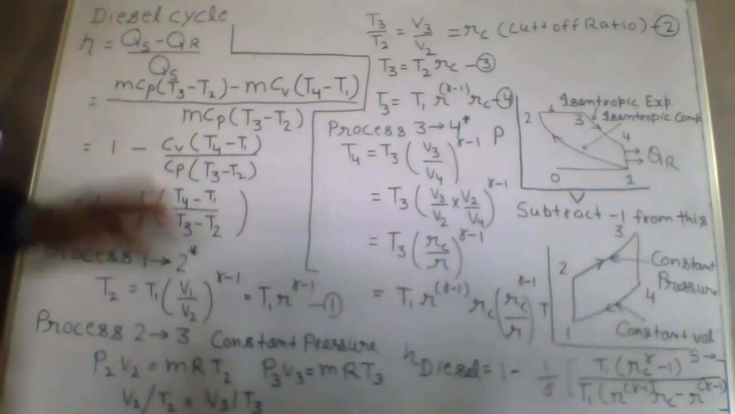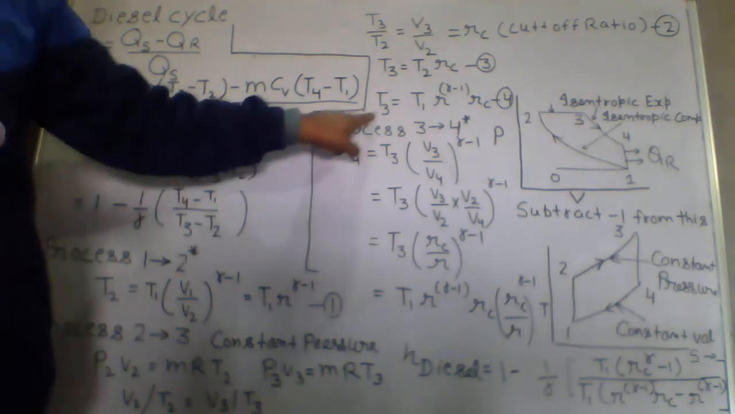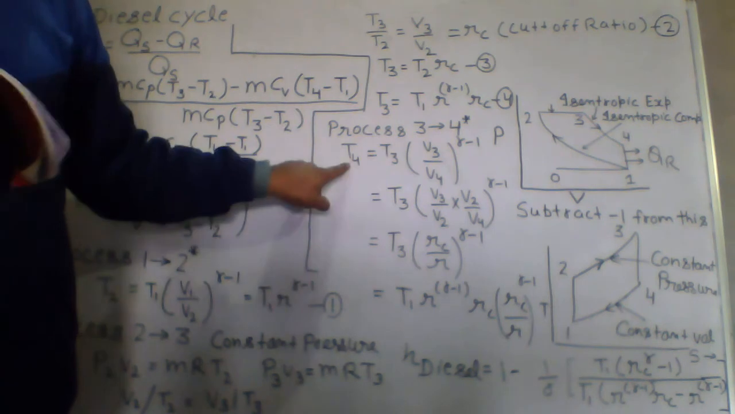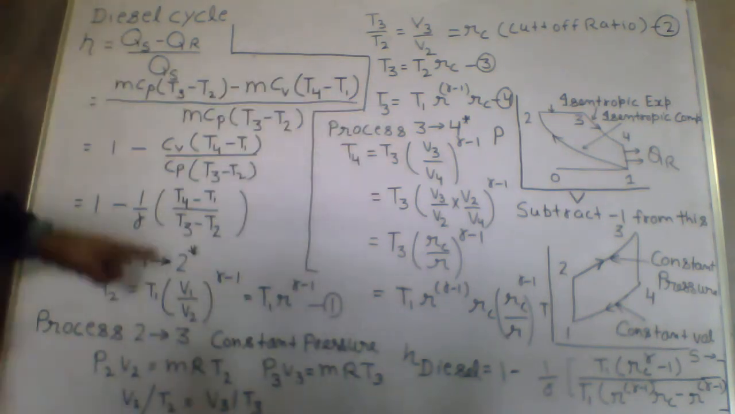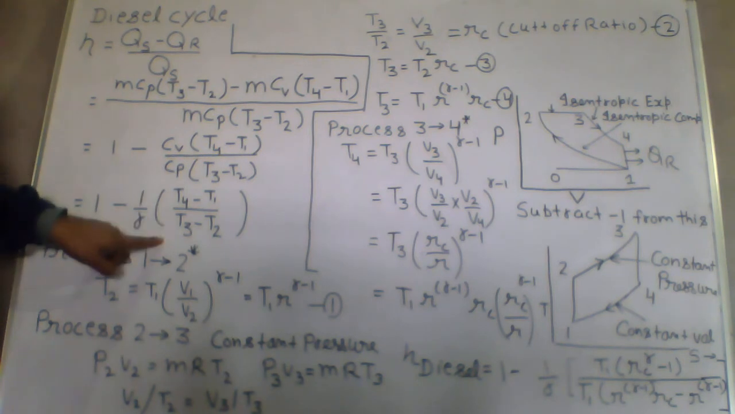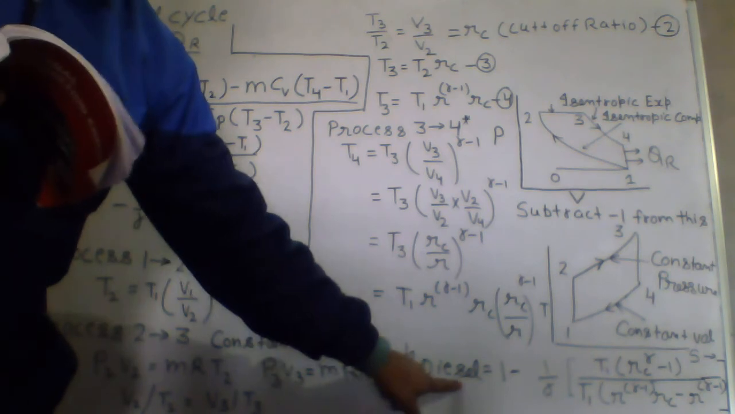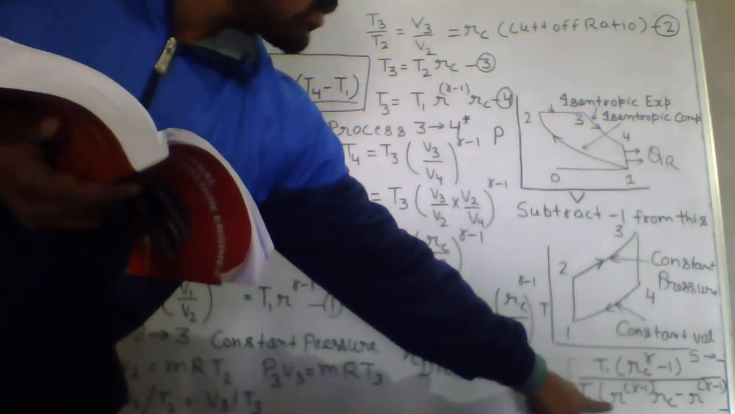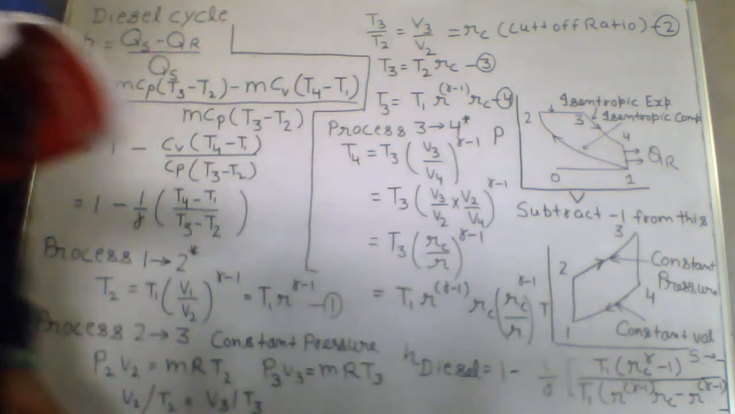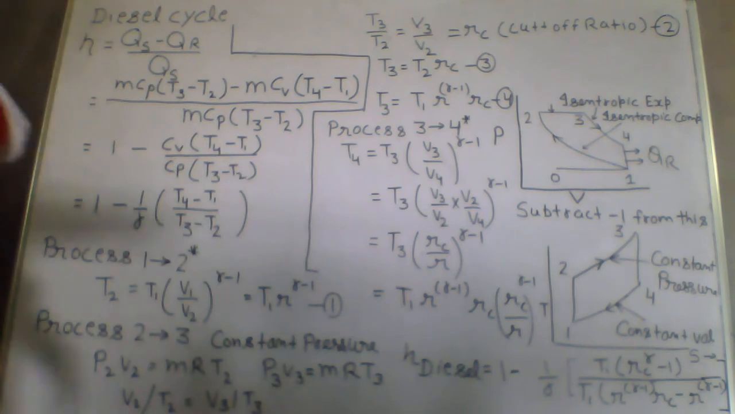So now, up to now, we have T2 in terms of T1, T3 in terms of T1, and T4 in terms of T1. So it means all these values, T4, T3 and T2, you can put here, and we get the efficiency of the diesel cycle in terms of T1, compression ratio R and cutoff ratio. So this is the final efficiency of the diesel cycle.